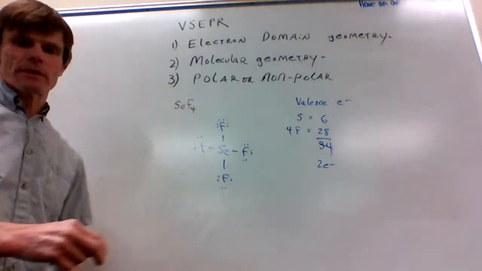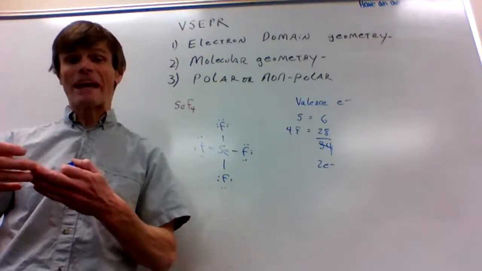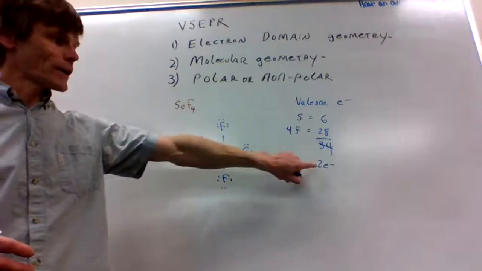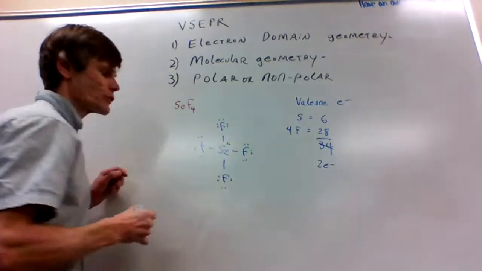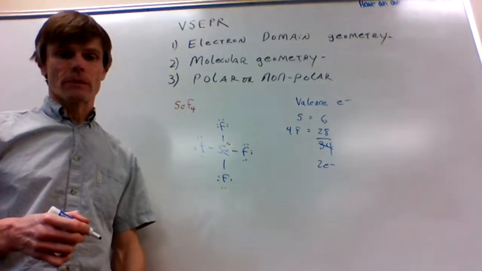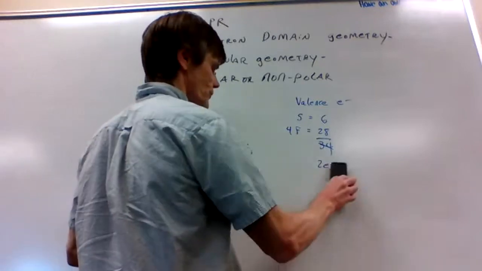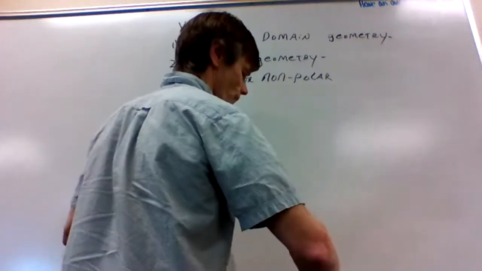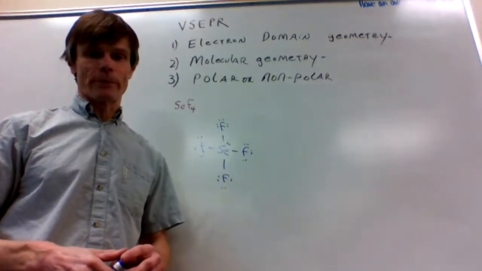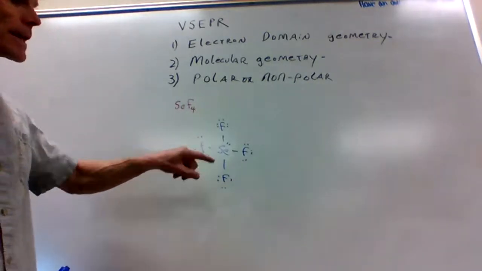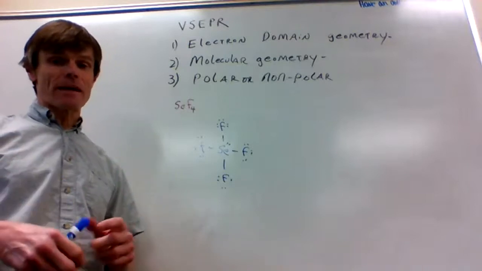Now, selenium is in period 3 or beyond, and selenium can experience an expanded octet. The 2 extra electrons will be placed on the central selenium atom. And now we can answer some questions about selenium tetrafluoride. First question is, what's the electron domain geometry? In other words, how many regions of electron density are about the central selenium atom?